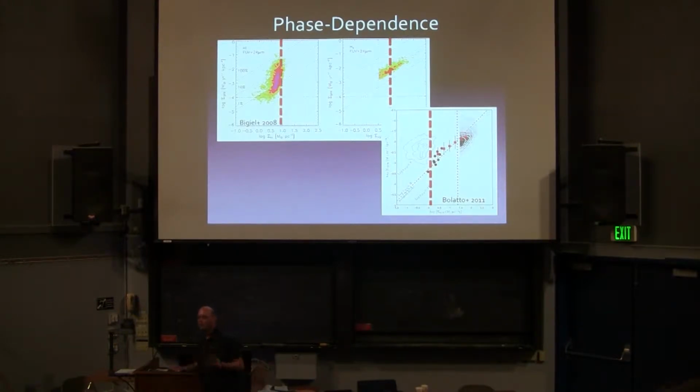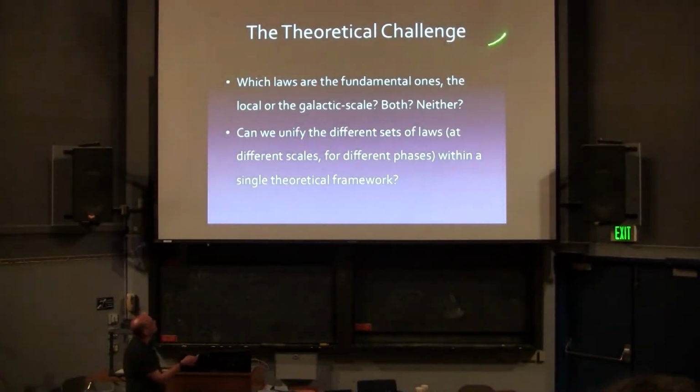So we've got these nice linear correlations, but then we also have all this complexity involved in the phase transitions in the ISM and how that correlates with star formation. That's the summary of the observational situation. So here are the theoretical challenges.